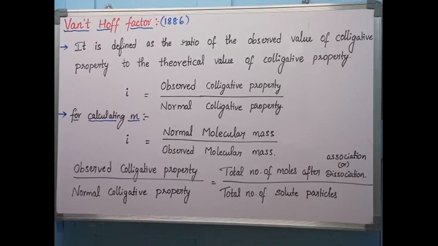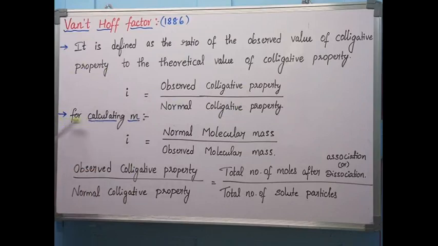In 1886 Van't Hoff proposed this factor to explain the extent of association or dissociation of solute particles in a solution. The Van't Hoff factor is indicated with the symbol i, small i. It is defined as the ratio of the observed value of a colligative property to the theoretical value of the colligative property. So i equals observed colligative property by normal or theoretical value of colligative property. So this is in the case of colligative properties.